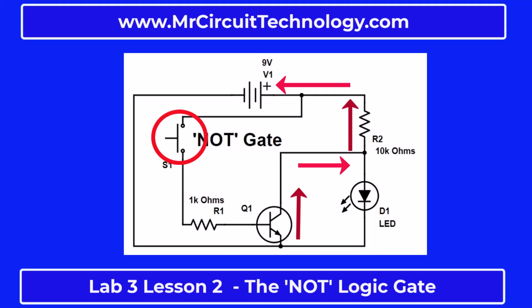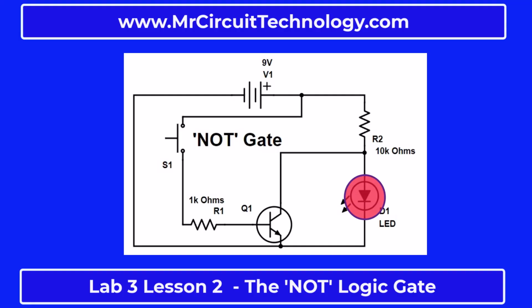When you release switch S1, putting a low on the input, the LED lights up, showing a high on the output. So as you can see from this explanation, this circuit works like a NOT digital logic gate. When the input is false, no voltage on the input to the transistor, then the output is true. The LED lights up.